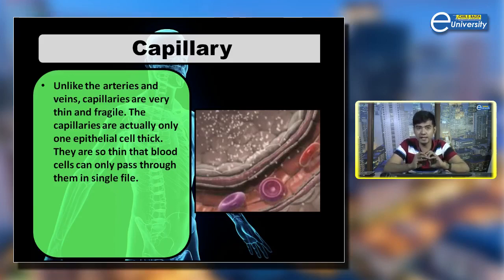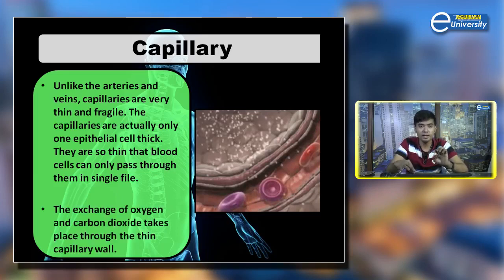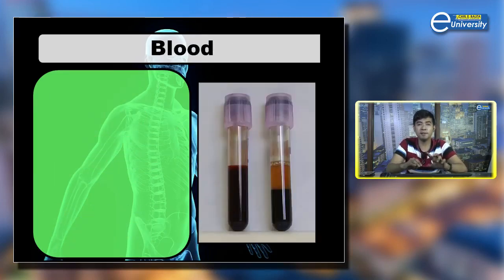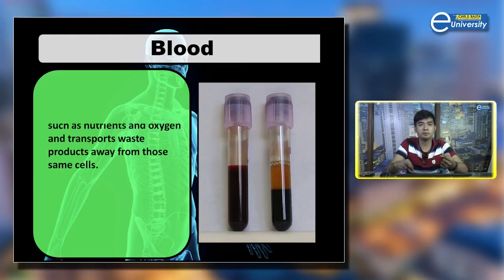So the main function of the capillary is that it is the site where the gas exchange within our body occurs, since we all know that carbon dioxide is a product of respiration, and carbon dioxide will be secreted by the cell. So for the blood to pick up that carbon dioxide from our body, it occurs in the capillary, since we all know that carbon dioxide is poisonous. The exchange of oxygen and carbon dioxide takes place through the thin capillary wall. So again, the three main blood vessels are the artery, the capillary, and the vein.